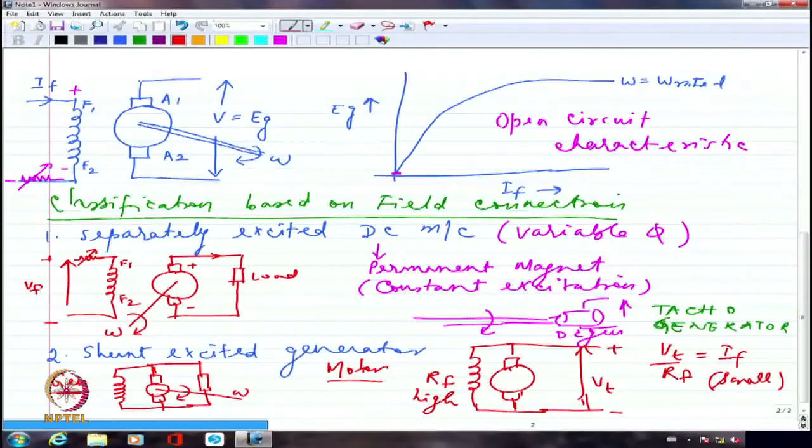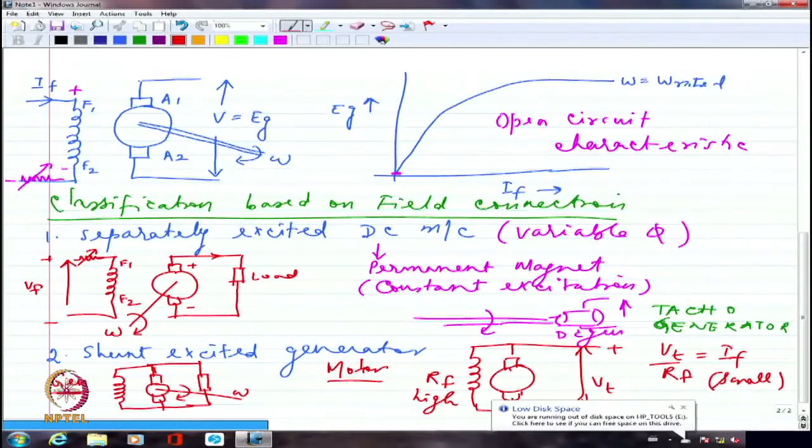In the first case, separately excited, they are electrically isolated. In this case, they will be electrically connected, but they are in parallel. But please understand that the field winding comes out separately. The armature winding comes out with the brush connection. So external to the machine, I will connect them in shunt, not inside the machine.